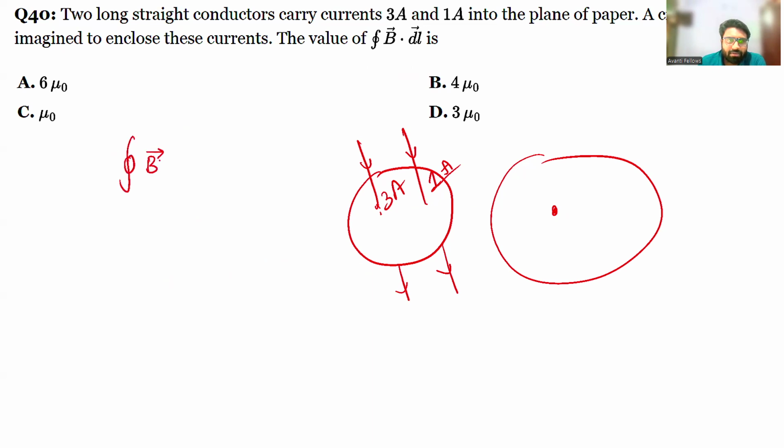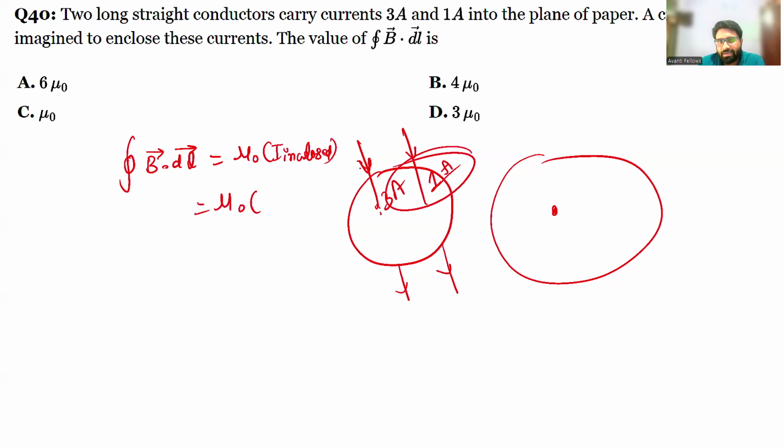Integral of B vector dot dl vector is given by Ampere's circuital law. So it is nothing but mu naught into I enclosed. Mu naught is mu naught. I enclosed is what? 3 ampere and 1 ampere, because both the currents are going in the same direction. So that is why 3 plus 1. So it is 4 mu naught.